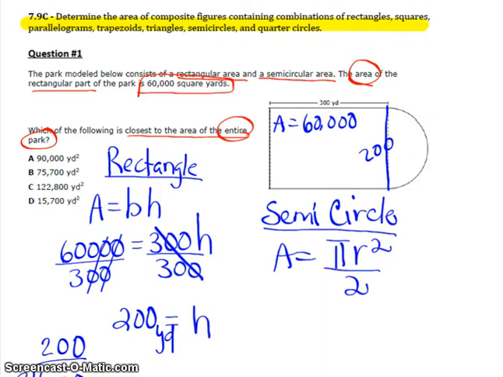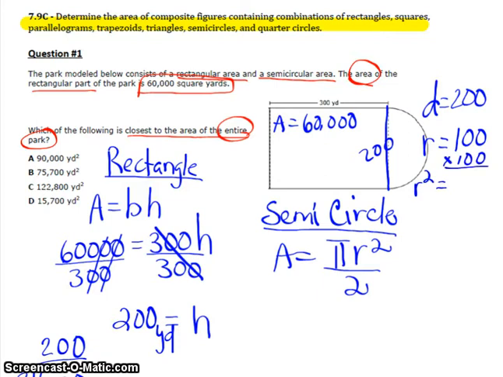Okay, so now I'm ready to work the area of the semicircle. I am given the diameter, but my formula works with radius squared. So I need to find the radius, which would be 100, because remember, radius is half of the diameter. And then I need radius squared, which is 100 times 100. And so my radius squared would be 1 with 4 zeros, so my radius squared is 10,000. This is what I'm going to use in my formula.